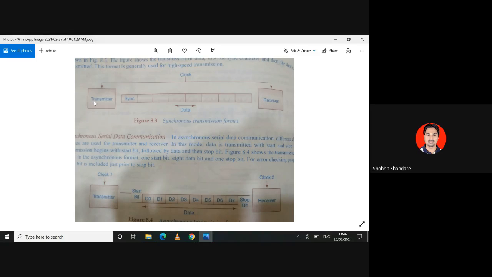Now it might happen that the transmitting speed of the transmitter and the receiving speed of the receiver may differ. They may not be the same. That means there is no compatibility in the speed. इसकी स्पीड ज्यादा हो सकती है, इसकी स्पीड कम हो सकती है, या फिर इसकी ट्रांसमिटिंग स्पीड कम हो सकती है, इसकी रिसीविंग की स्पीड कम ज्यादा हो सकती है.